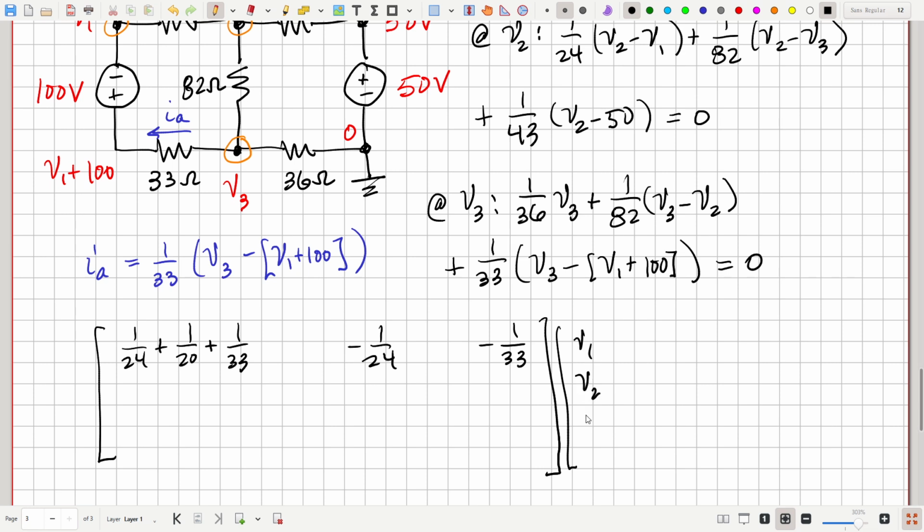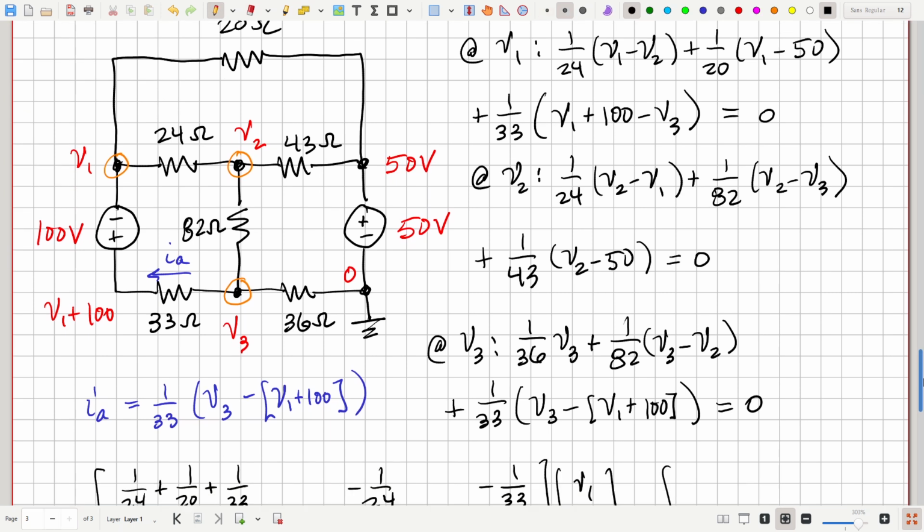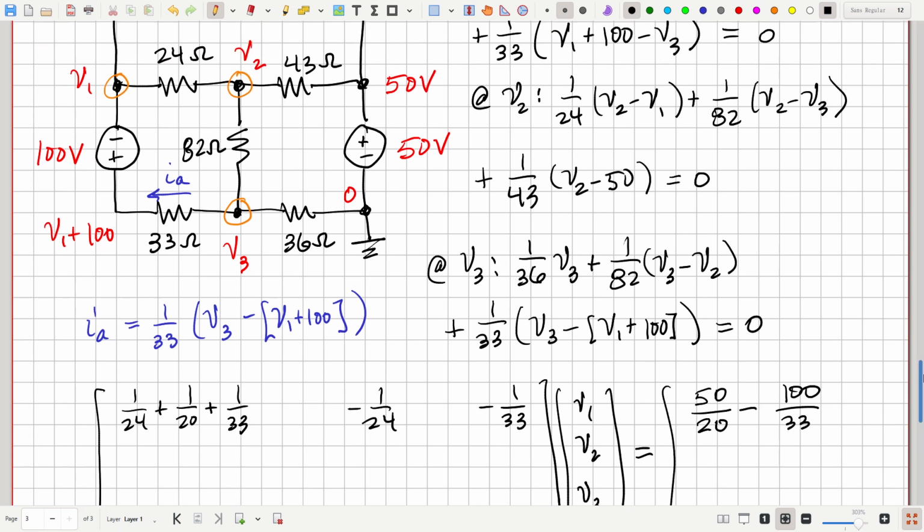V1, V2, V3. And the right-hand side, where all the constants go, well, what do we got? We got minus 50 over 20 and plus 100 over 33. And those sign flips when we go to the other side. So minus 50 over 20 becomes plus 50 over 20, and plus 100 over 33 becomes minus 100 over 33. Okay?